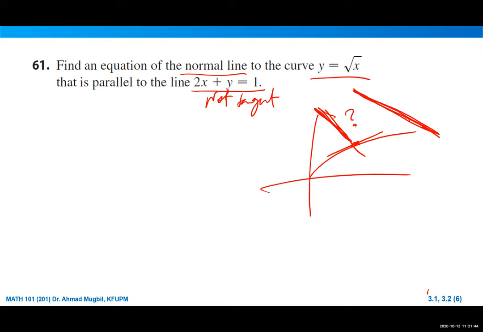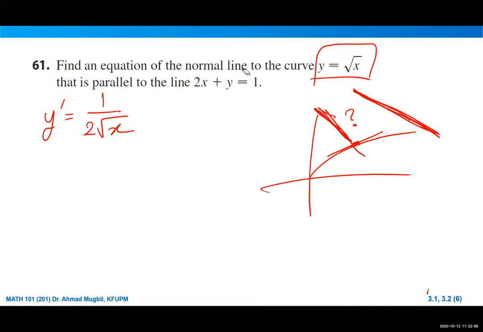So the idea is similar to what we did in the previous exercise. What we will do first is find the derivative. This is the derivative of square root of x. You should just remember it like that always. Now, since this is parallel to the normal, what is the slope of this line? Negative two. You should write it in the standard form first before deciding. It is negative two x plus one. So the slope of this line is negative two.